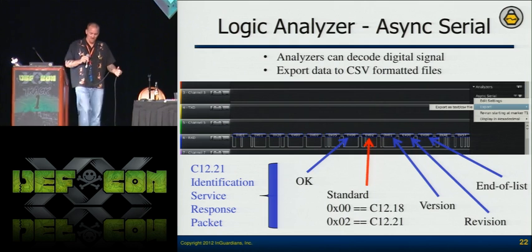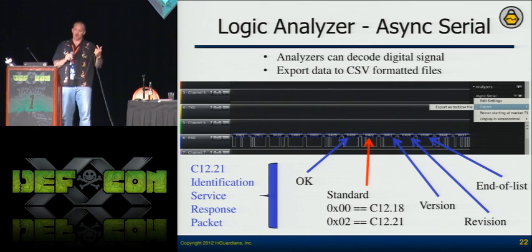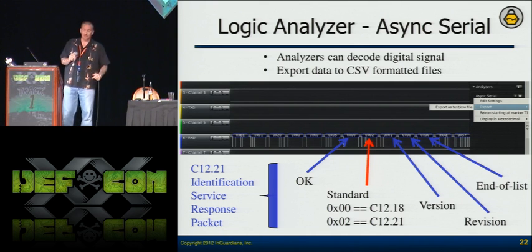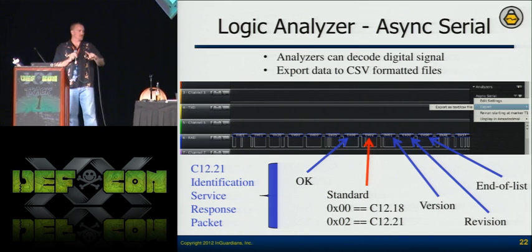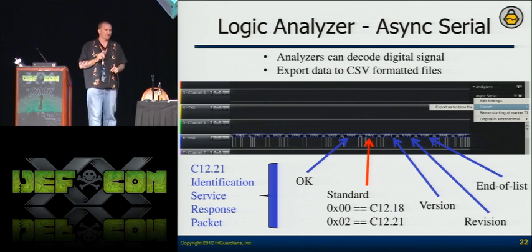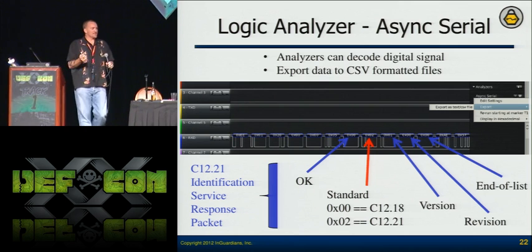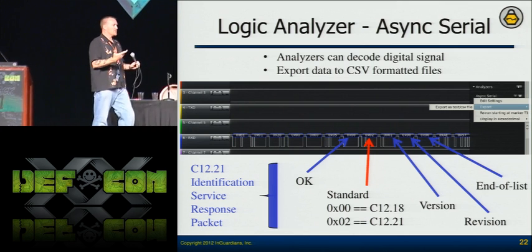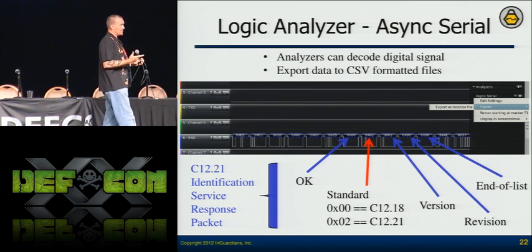Okay, so looking back to our logical analyzer, talking about the communications, this is actually the output from the Saleae logical analyzer, and you're seeing the identification service response packet here. This is where they say they're going to do C1221. They just changed that 1 byte. But what's important here is that the logical analyzer tells me what's going across these lines, as long as I configure it correctly.